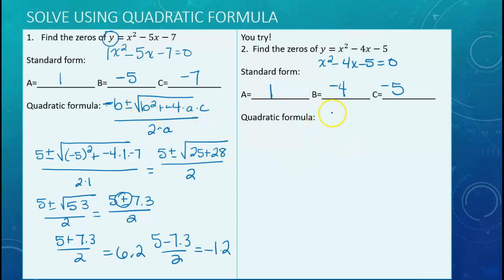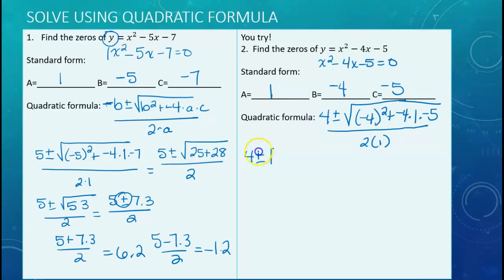It's right here if you need to see it. Remember, a negative on the b and another negative on the 4 become a positive 4, plus or minus the square root. This is negative 4 squared plus negative 4 times a times c. That's all under the radical, all over 2 times a. This simplifies. Remember, negative 4 squared is not negative 16, it's positive 16. And then we bring down our plus, and then negative 4 times 1 times negative 5 is positive 20, all divided by 2. 4 plus or minus the square root of 36, all divided by 2.